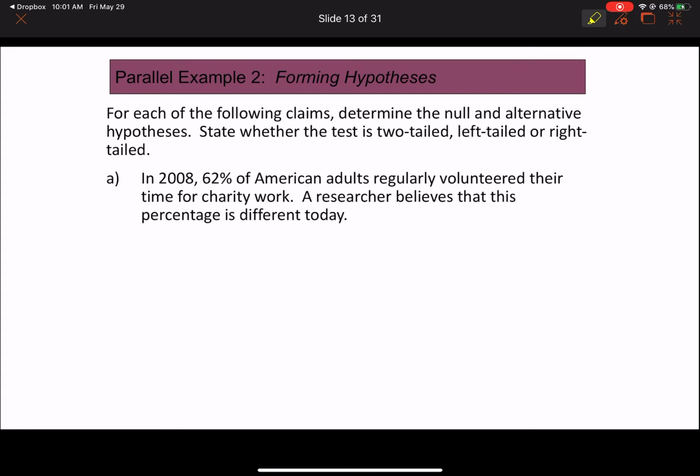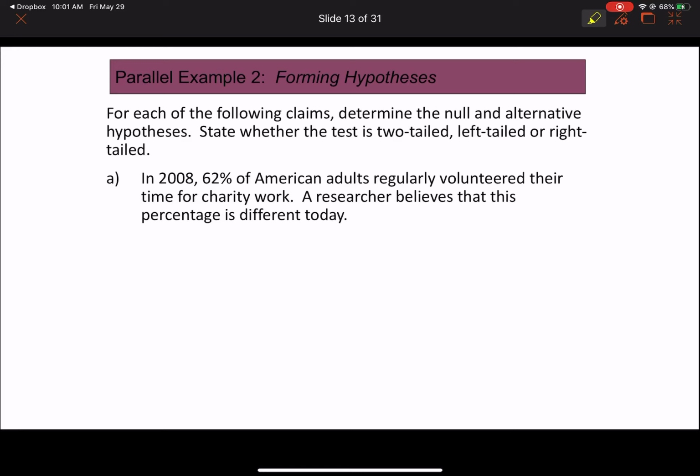So for each of these, I kind of gave you all the answers. I forgot this was on there. So I gave you all the answers, but let's talk about left-tailed, right-tailed, and let's set these up. For each of the following claims, determine the null hypothesis, alternative hypothesis, and whether the test is two-tailed, left-tailed, or right-tailed. This is also going to show you how we set this up, or what this is going to look like, because you're going to be seeing this in your homework.